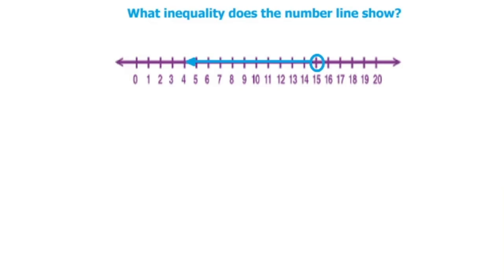In this lesson, we're going to learn how to graph an inequality on a number line. So if we have a problem like this that says, what inequality does the number line show? And we see this number line, and we have a circle here that's not filled in, and then we have a line with an arrow that just keeps going.